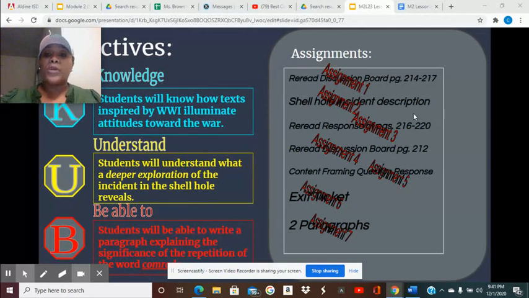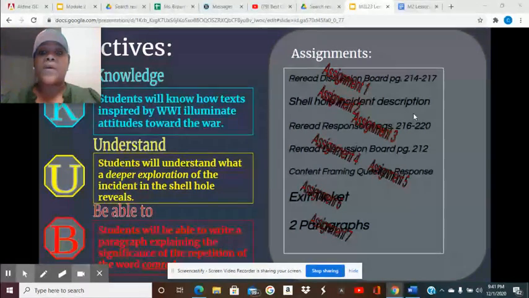That means you're going to reread these pages because we've already read them. And now what you're going to do is write a response in your journals, okay? And we are familiar with that. We know how to do it. Then you're going to do a reread discussion board again over page 212.